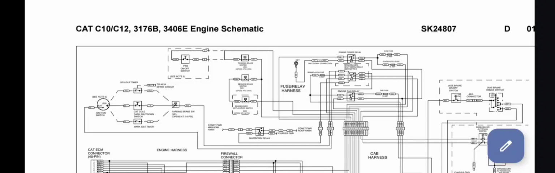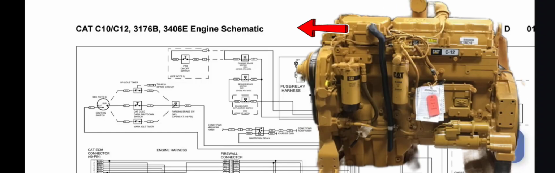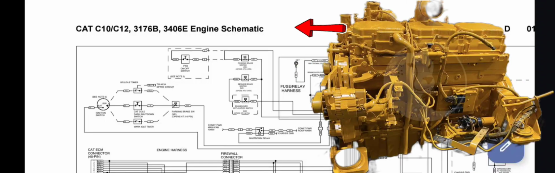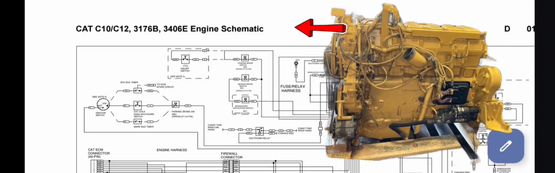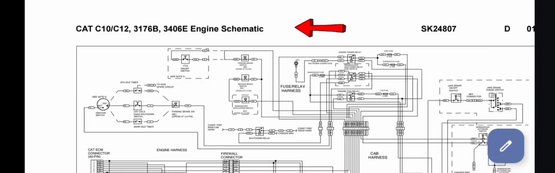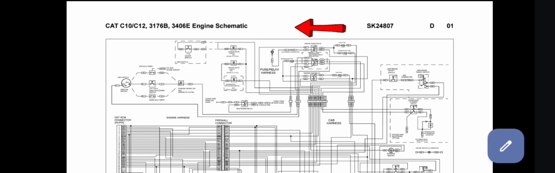Today in this video we are explaining the complete wiring diagram of four types of Caterpillar engines. As you can see, these are the four types of engine whose wiring diagram we will explain today. The engine models are Caterpillar C10, Caterpillar C12, 3176B and 3406E. This schematic is the same for all four types of engine.